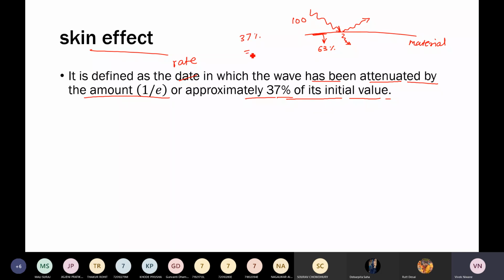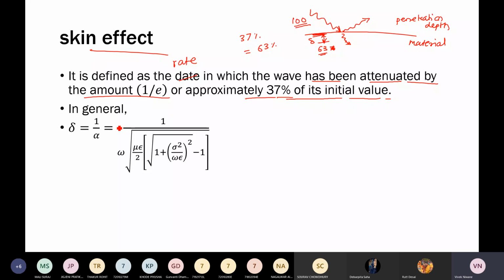A 37% reduction is as good as reaching 63% of its value. So I will say that where its value becomes 63, going from 100 to 63, this much depth is called your penetration depth. Okay, penetration depth, and this has a very good practical implementation, or I will say example. We will first put it into the formula.